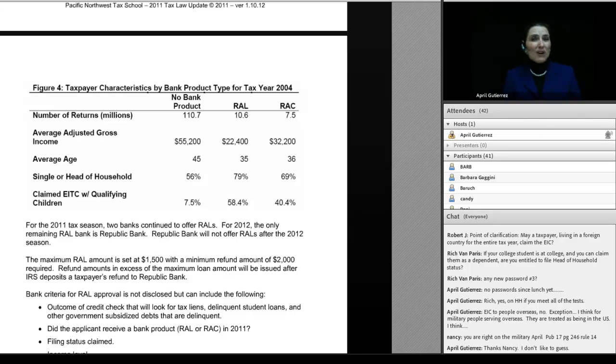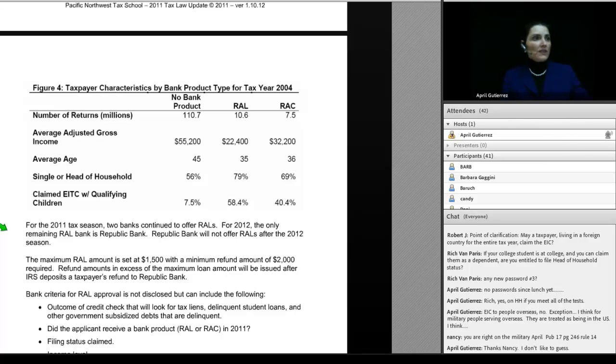And even though Republic Bank is offering them, it's offering teeny little checks, $1,500. So if your client has a $6,000 refund, they're only going to get a check for $1,500. Is that going to make them happy? Well, it's the best deal in town because the other deal is there's no refund loan at all. That's the only deal. Now, to qualify for a $1,500 loan, the refund must be $2,000 or more. And if the refund is more than $2,000, they may qualify for the loan.